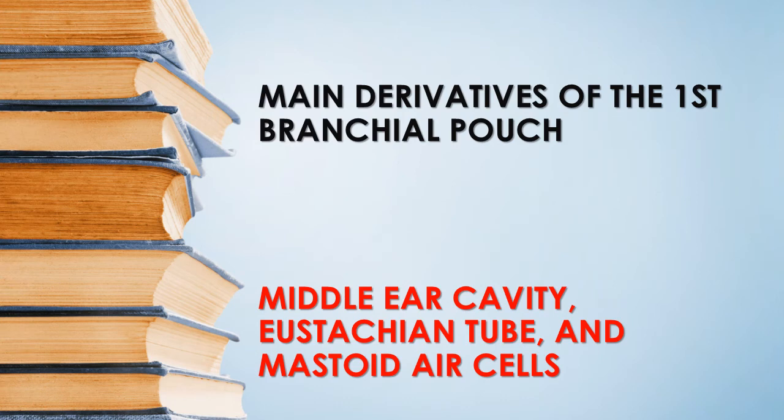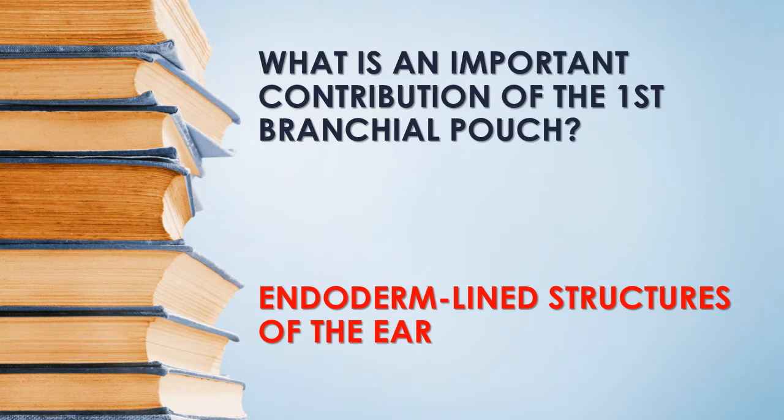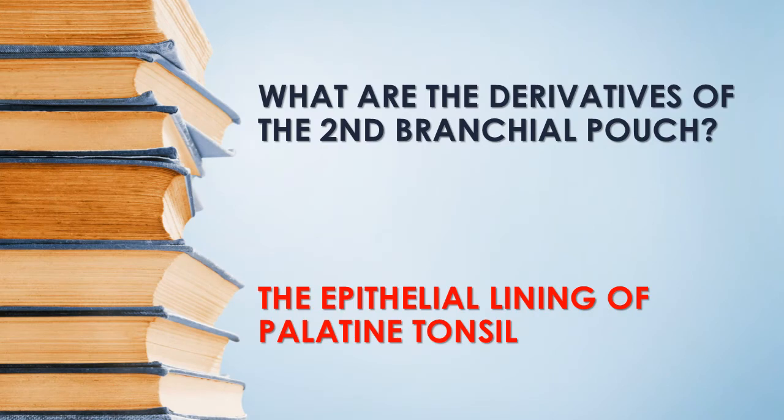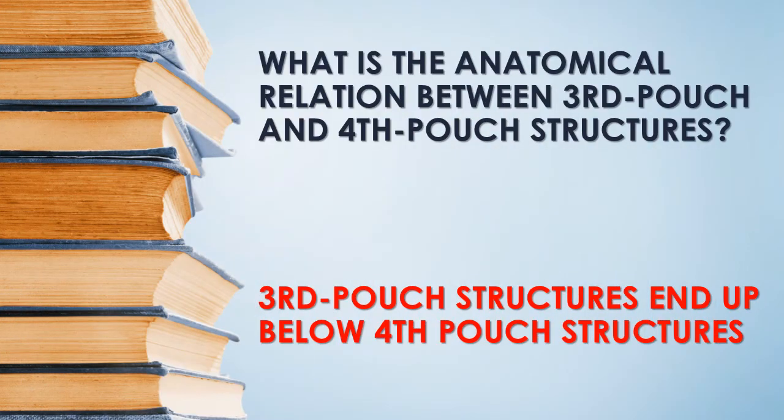Main derivatives of the first bronchial pouch: middle ear cavity, eustachian tube, and mastoid air cells. What is an important contribution of the first bronchial pouch? Endoderm-lined structures of the ear. What are the derivatives of the second bronchial pouch? The epithelial lining of palatine tonsil. What is the anatomical relation between third pouch and fourth pouch structures? Third pouch structures end up below fourth pouch structures.